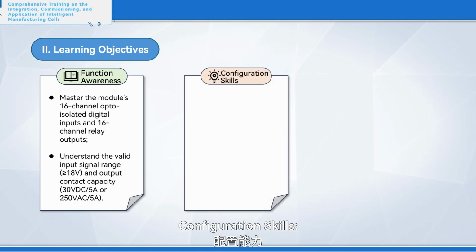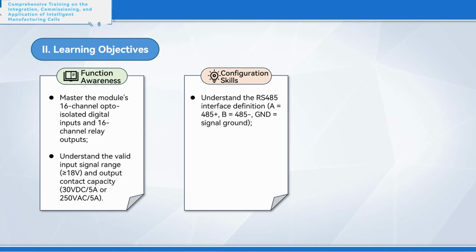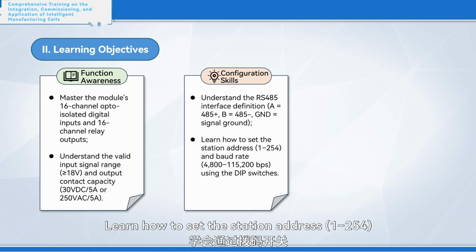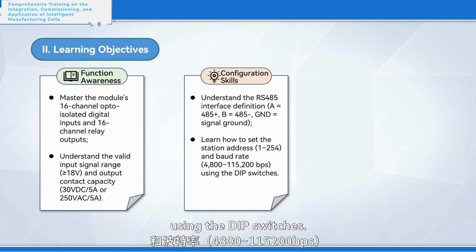Configuration skills. Understand the RS-485 interface definition. A equals 485 plus, B equals 485 minus, GND equals signal ground. Learn how to set the station address, 1 to 254, and baud rate, 4,800 to 115,200 bits per second, using the DIP switches.